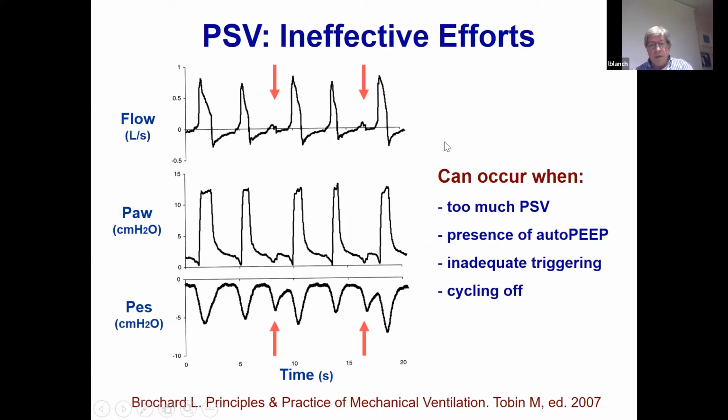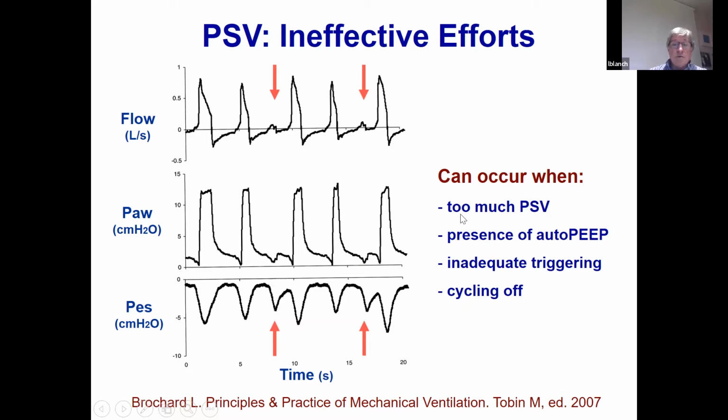Again, just a word on ineffective effort. Usually this happens when there is over-assistance. This is the tracing of pressure support ventilation. This is flow, this is airway pressure, this is esophageal pressure. This patient has too much pressure support. As a consequence, this patient is over-assisted and has some hyperinflation. That's why there is a wasted effort here. It cannot trigger the ventilator because this negative intrathoracic pressure cannot trigger the ventilator.